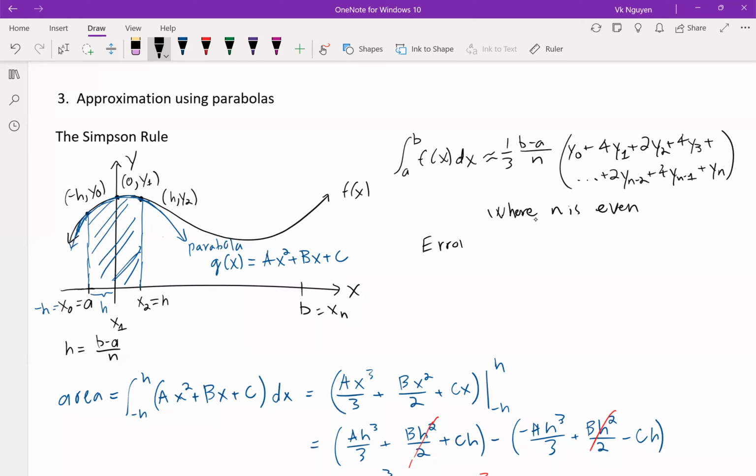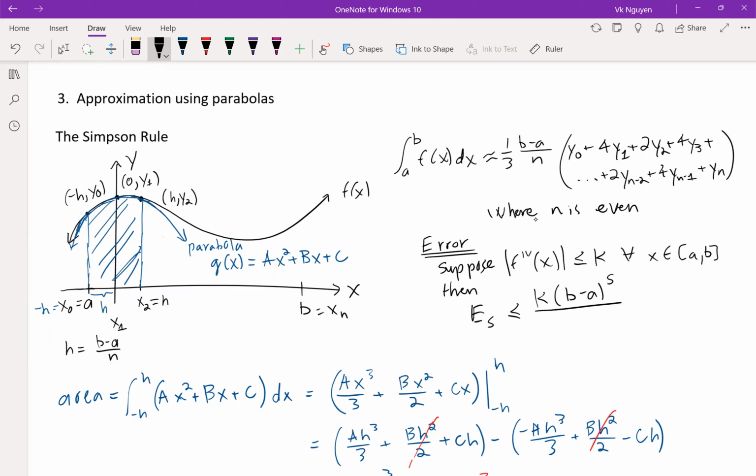For every approximation, we have error. And the error here is, suppose the fourth derivative absolute value, |f4(x)|, is less than or equal to k for all x in the interval a to b. Then the error using the Simpson rule is less than or equal to k times (b minus a) to the power 5 over 180 n to the power 4.